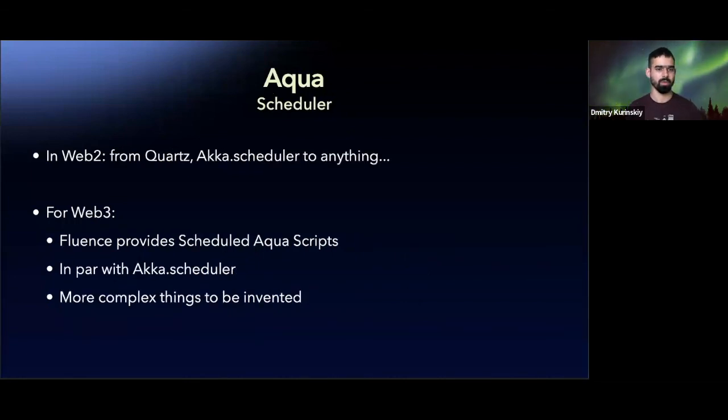Then there is the problem of the scheduler, when you need to schedule jobs and distribute the workload among the peers. In Web2, we have a lot of solutions. In Web3, Fluence provides a scheduler for Aqua scripts. It's very simple. It just runs some script recurrently, and it's on par with the most primitive schedulers of Web2, like the built-in Aqua scheduler, for example. More complex things are yet to be invented.